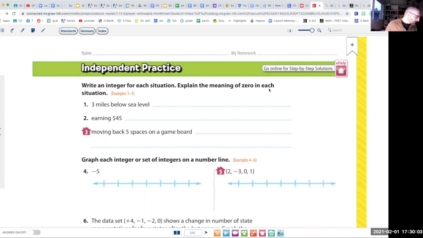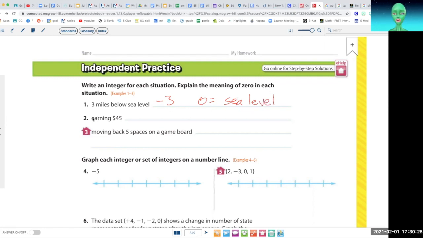So number 1, try this. 3 miles below sea level. What do you think that would be? Ready, go. Right, so what you should have put for this one is -3. 3 miles below sea level is -3, and 0 equals sea level, right? That means you're floating on the water. You're not really above it or below it.